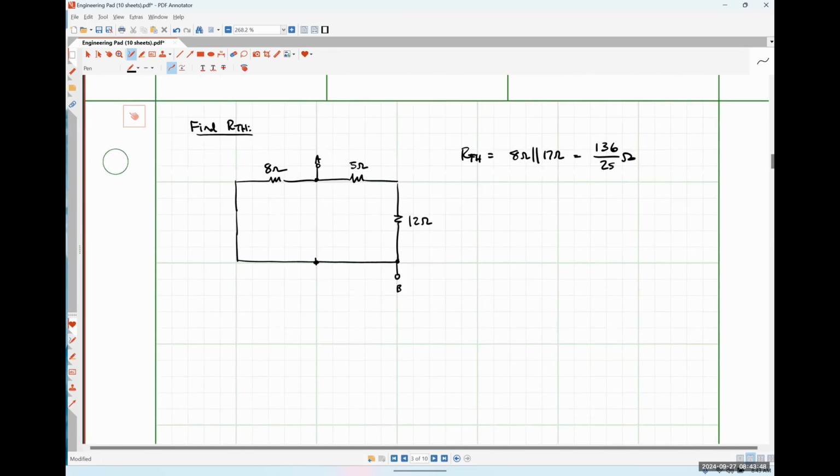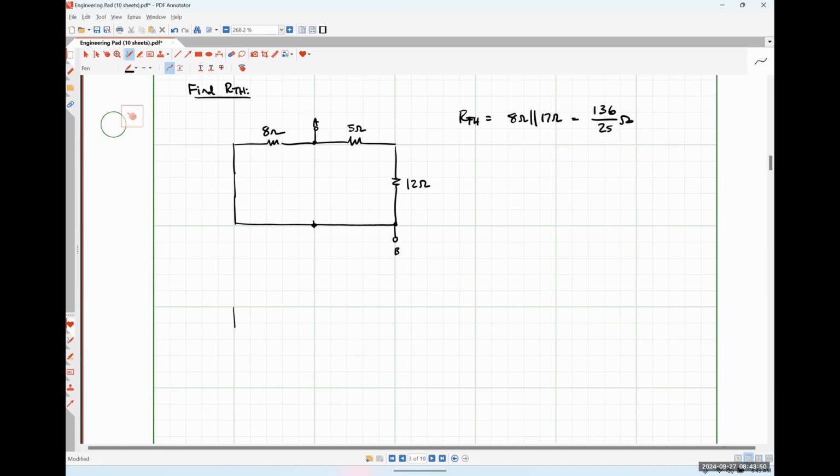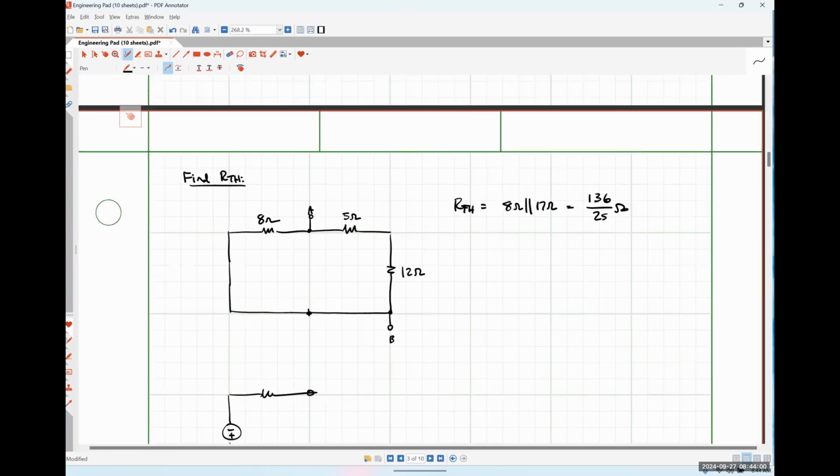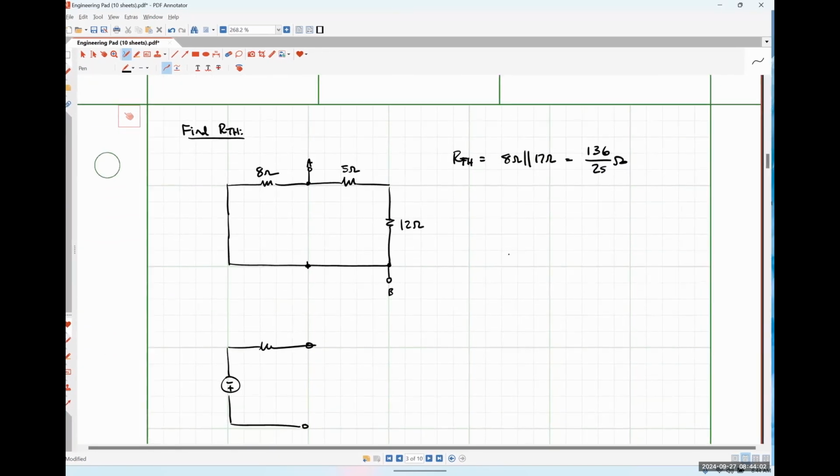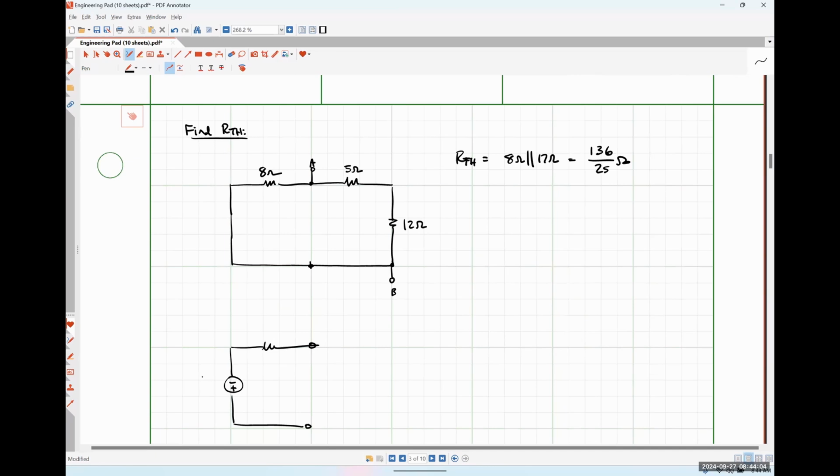So our original circuit would be electrically equivalent to this guy right here, where that is 34/5 of a volt in series with 136/25 ohms. I got rid of my negative sign by flipping the polarity of my voltage source.